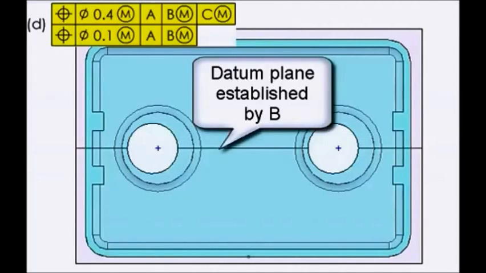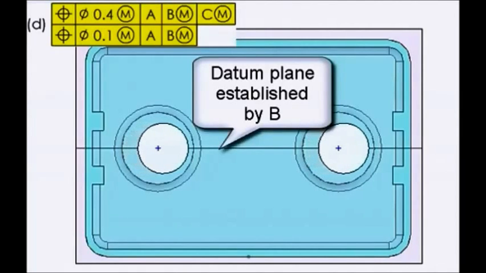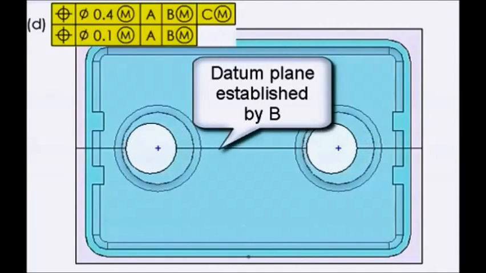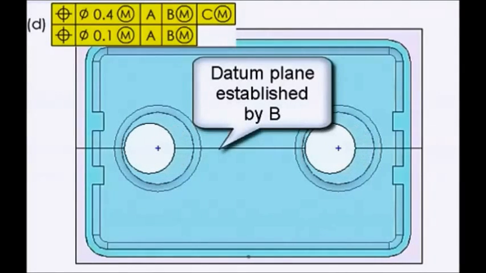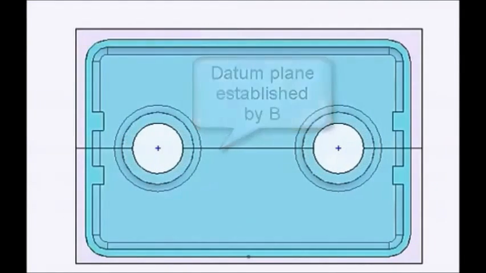The last feature control frame is called 2 single segments. Notice there are 2 position tolerances. This is controlling the location between the holes, the perpendicularity to A, and the location to B within 0.1. The pattern can float relative to the plane established by C within 0.4.